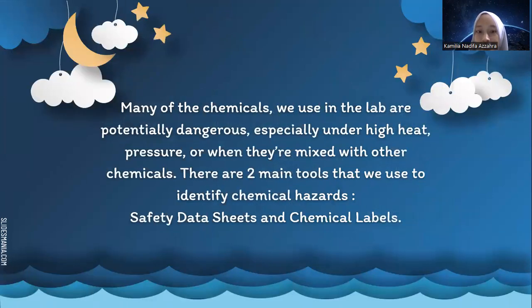Many of the chemicals we use in the lab are potentially dangerous, especially under high heat, pressure, or when they are mixed with other chemicals. There are two main tools that we use to identify chemical hazards: safety data sheets and chemical labels.